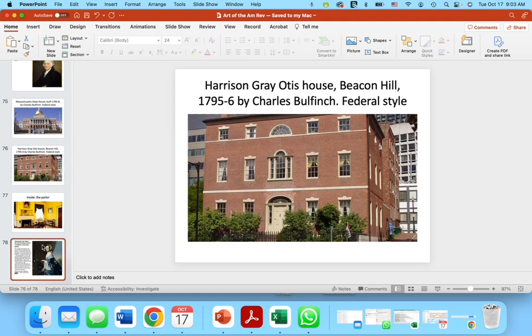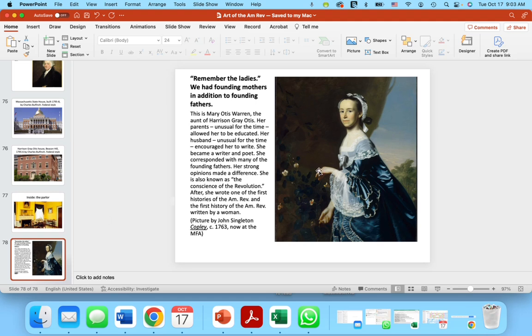And Harrison Gray Otis is related to Mercy Otis Warren. She's the aunt of Harrison Gray Otis, and she was a woman in Boston corresponding with all the founding fathers. She's a writer, she's a poet, and she wrote the first history of the American Revolution. So let's not forget about the ladies. And you see here, even though we're American, she's trying to appear like a rich European lady.